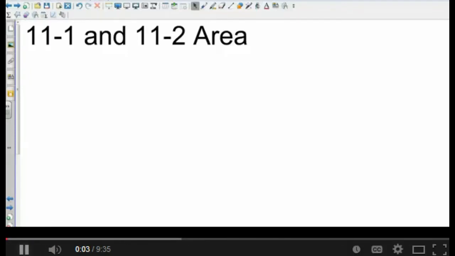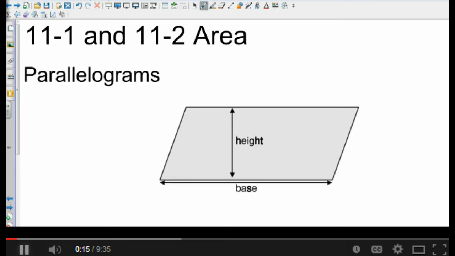In the next couple of sections, actually I believe it's 4 or 5 sections, we're going to be talking about area of different shapes. So I went ahead and combined 11-1 and 11-2. We're going to start off with parallelograms and triangles.